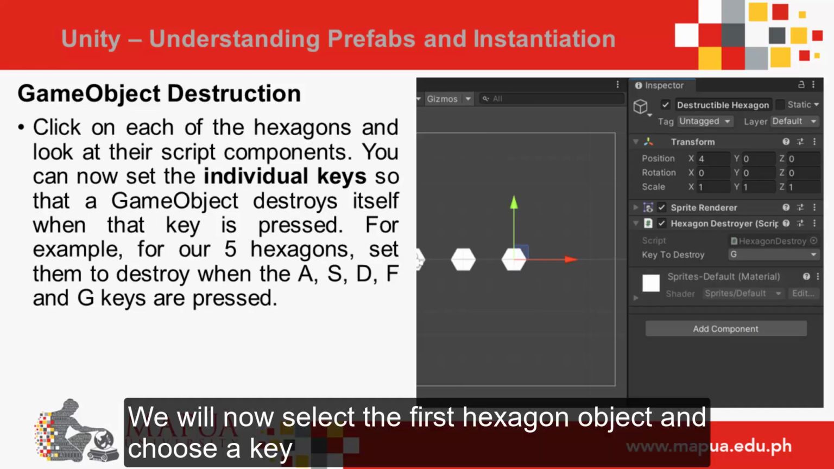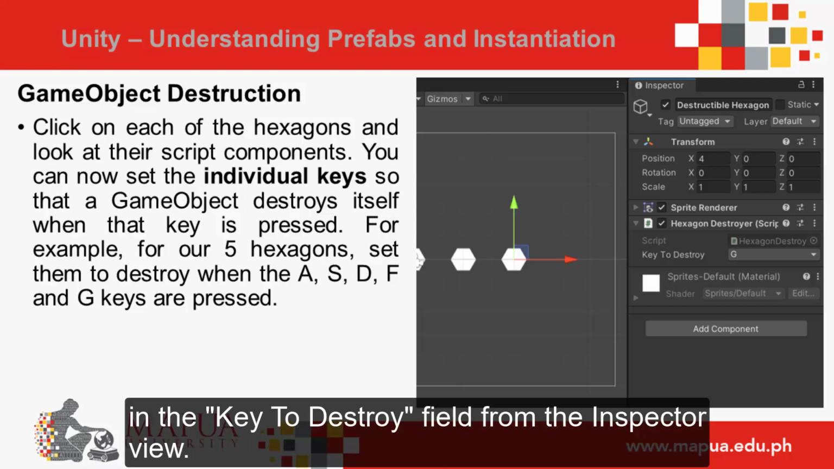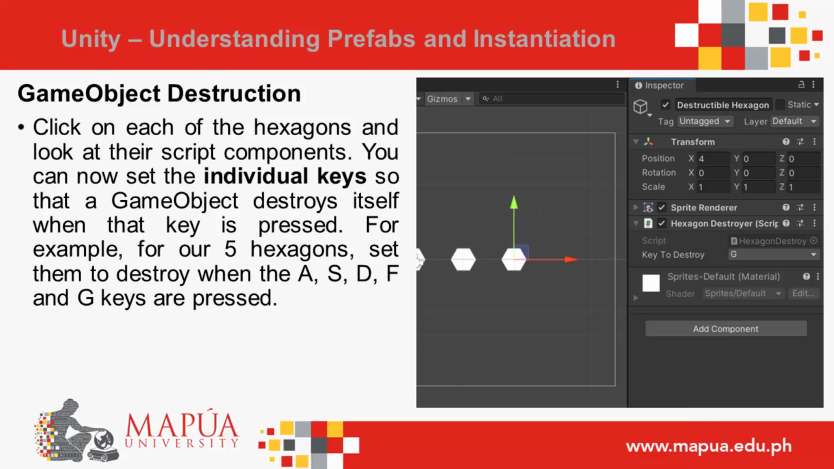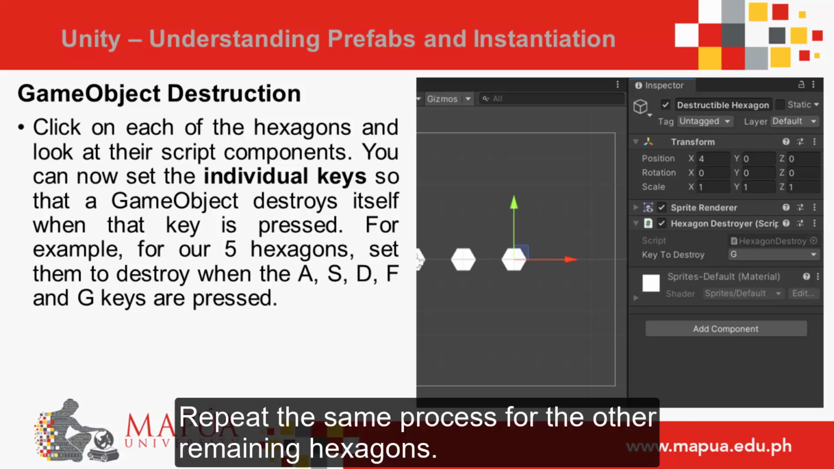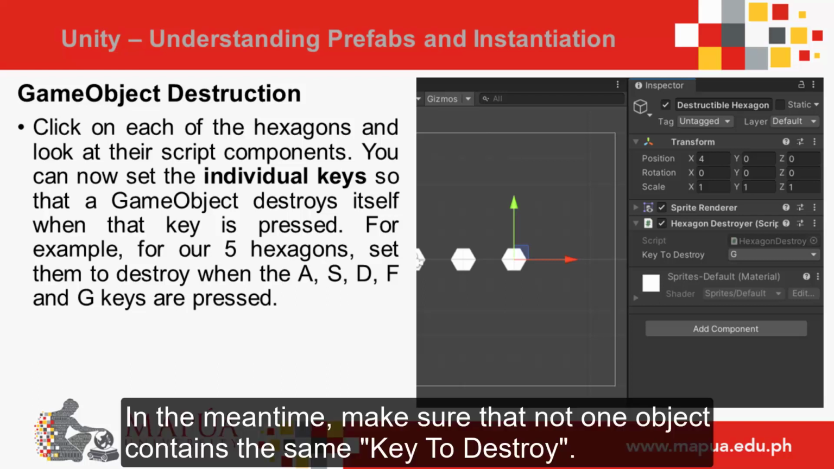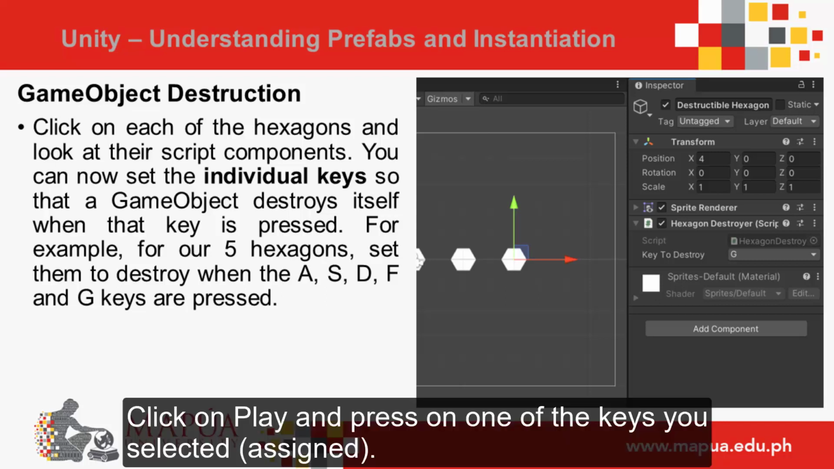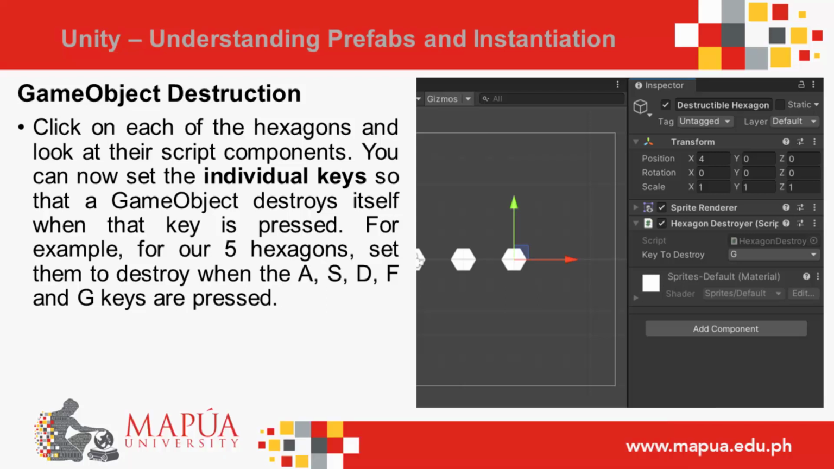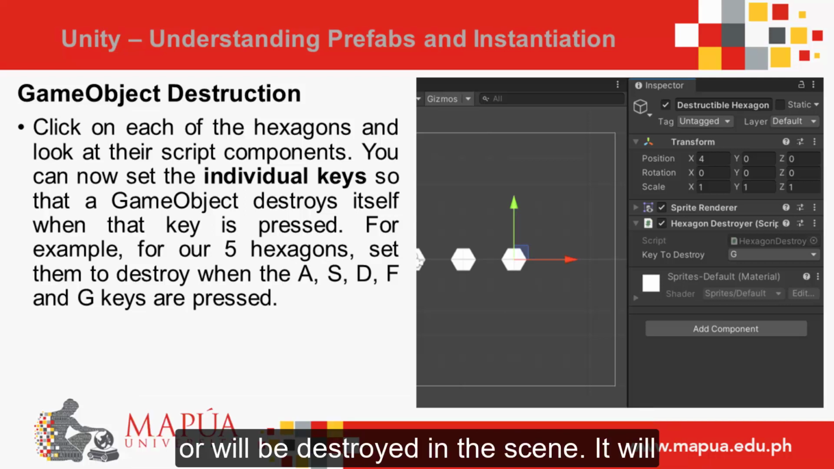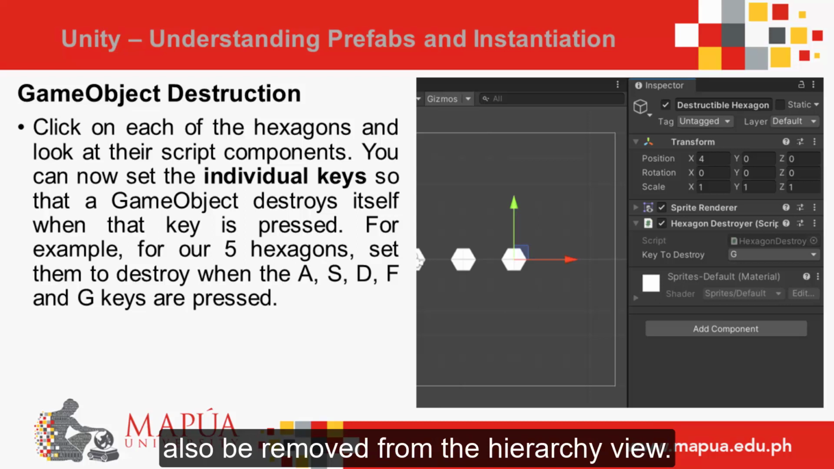We will now select the first hexagon object and choose a key in the Key2Destroy field from the Inspector view. This will be the key that the user needs to press to destroy that specific game object. Repeat the same process for the other remaining hexagons. Make sure that no two objects contain the same key to destroy. Click on play and press one of the keys you selected. You will notice that one of the 5 hexagons will disappear, or be destroyed, in the scene. It will also be removed from the hierarchy view.